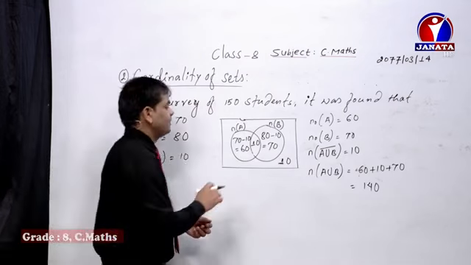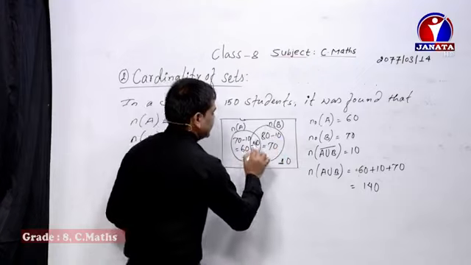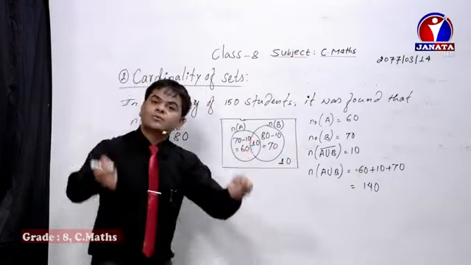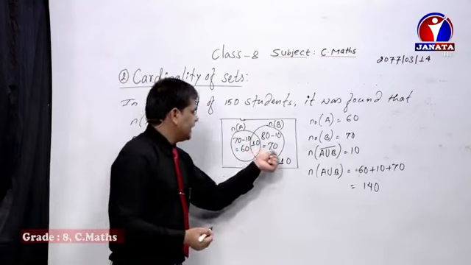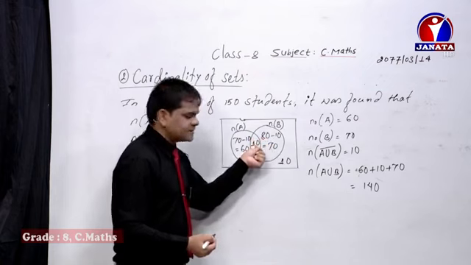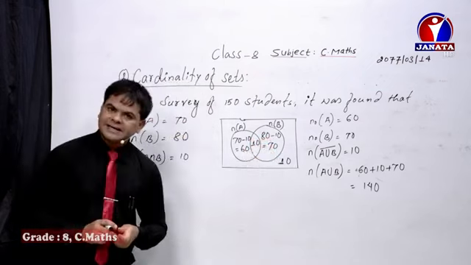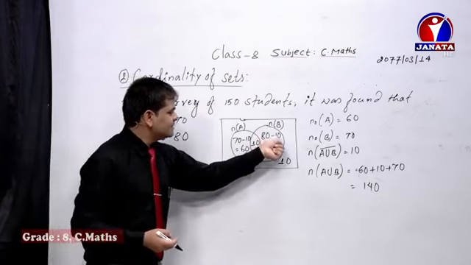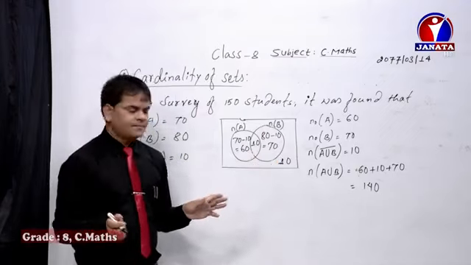If you see the B circle, as the value 10 is already included in the intersected part, now to make it 80, how much should be kept? If you do 80 minus 10, the remaining value should be in the place of B only. So there is 70. Directly, rather than writing 80 minus 10 equals 70, you can write 70.